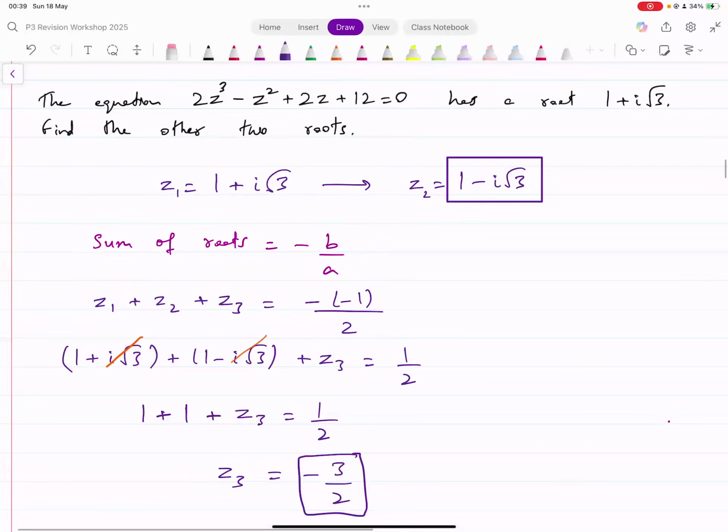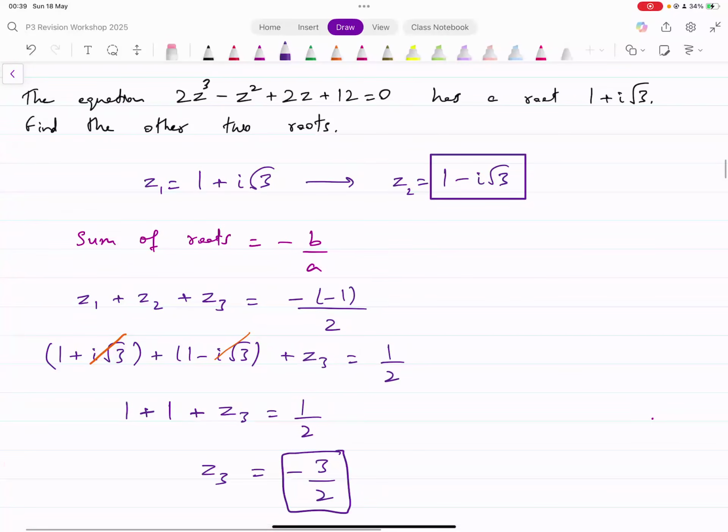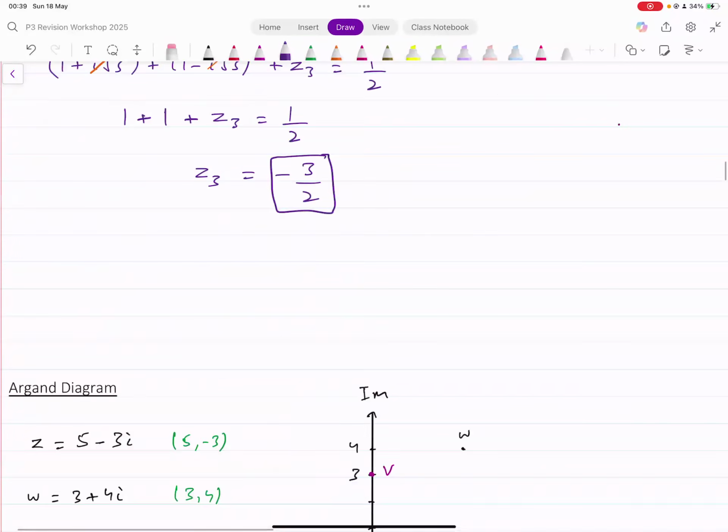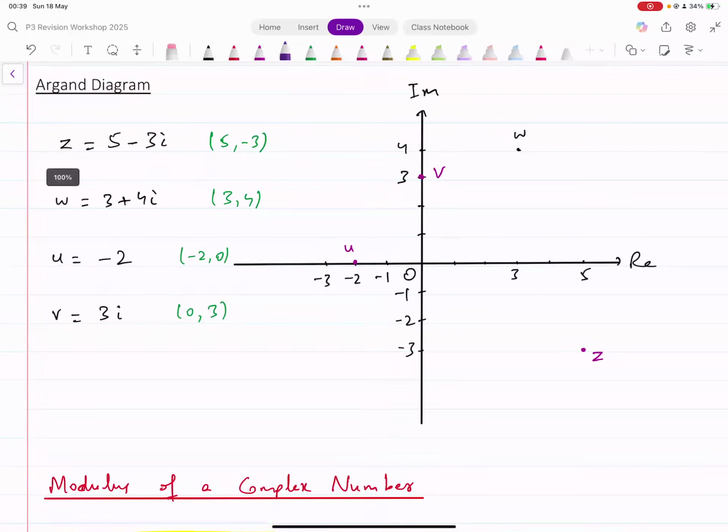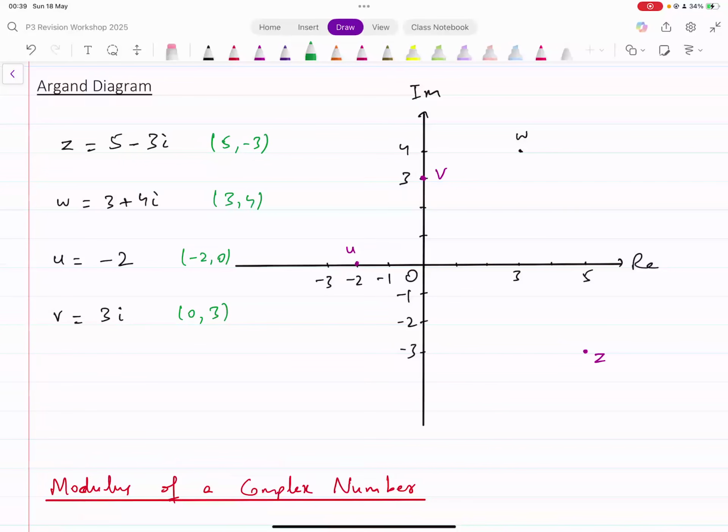That's an alternative that you can use in this problem. Okay, let's move on. Then you have Argand diagrams. To represent complex numbers on a diagram, we have a diagram called an Argand diagram. It's very similar to the Cartesian plane, the x-y axis. To represent complex numbers graphically, we have this diagram in which the horizontal axis represents real numbers, the vertical axis represents imaginary numbers.